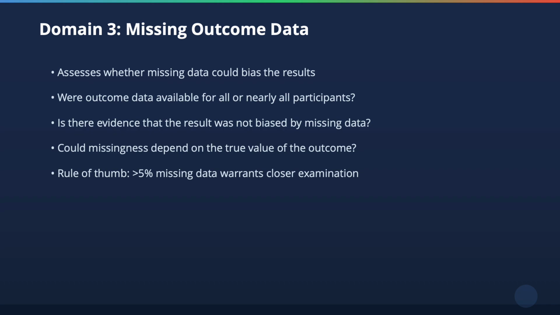If participants with worse outcomes were more likely to drop out of the treatment group, the remaining data would make treatment look better than it actually is. This is called informative missingness, and it is a major bias source. Was an appropriate analysis used? The pattern of missingness matters more than the raw percentage, but more than 5% missing data generally warrants closer examination.